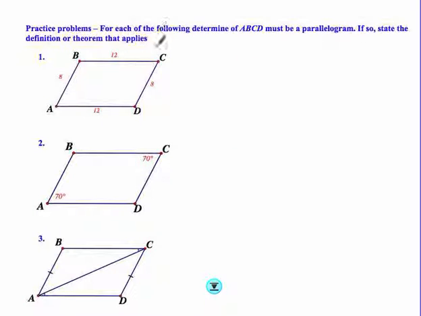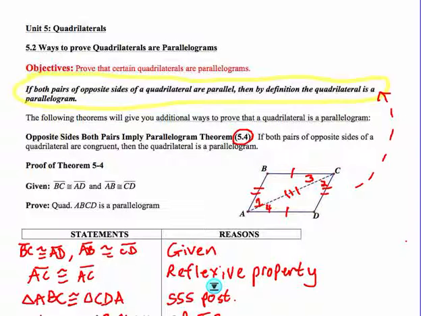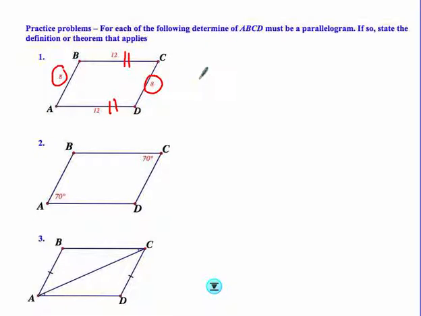Okay, and so now to the solutions. The first example hopefully is relatively obvious. Both pairs of opposite sides of the quadrilateral are congruent, and therefore by virtue of theorem 5.4 we have that ABCD is a parallelogram. Or rather, using the notation, parallelogram ABCD, and that is based on theorem 5.4.